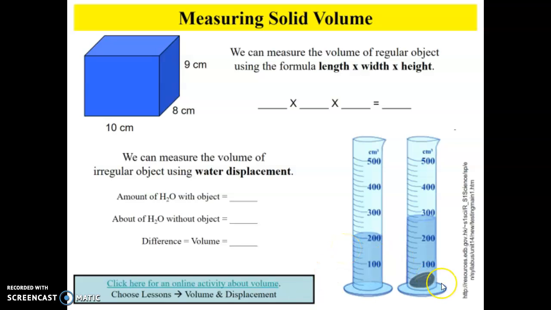And then the way to find the volume for an object that's not straight like the shape above is to actually put it in water. So if you look, you can see how adding the rock to the water, you can see the change in volume. So I want you to go ahead, try and tell me the amount of water with the object, the amount of water without the object, and the difference in volume.